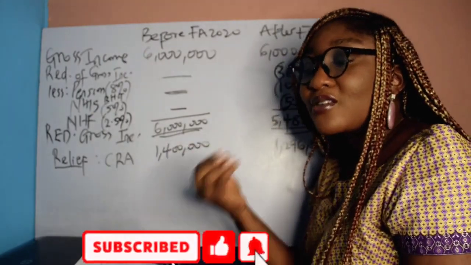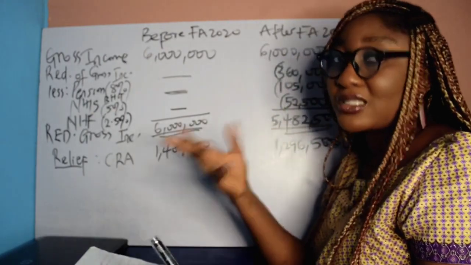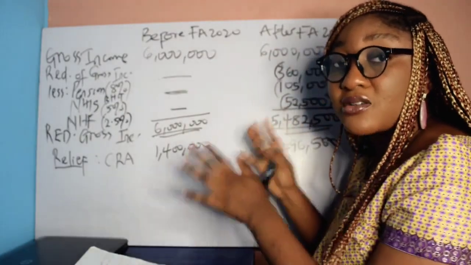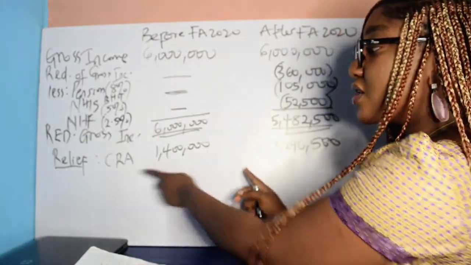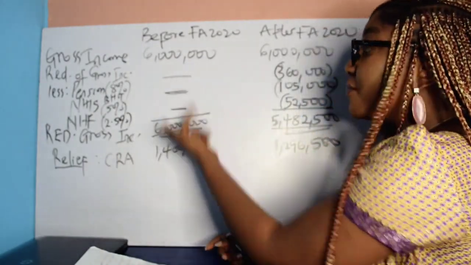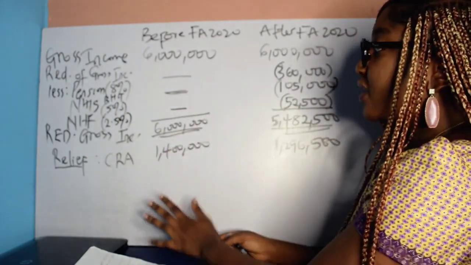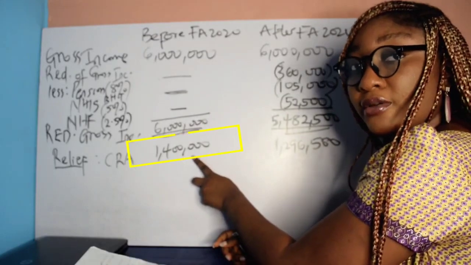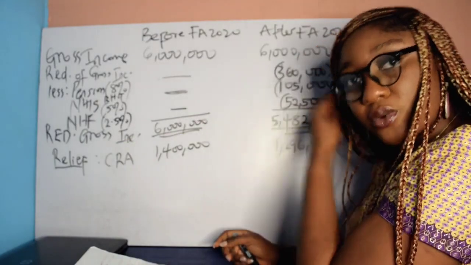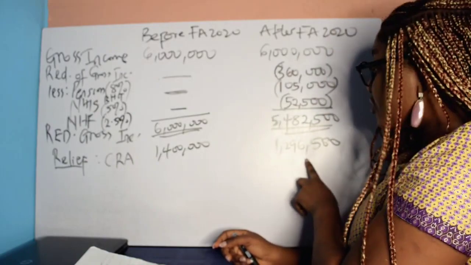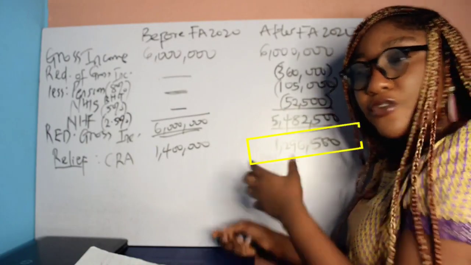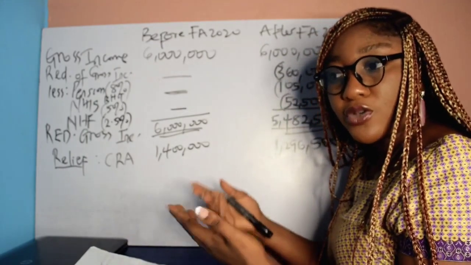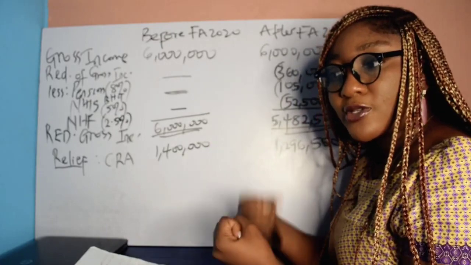so that you can see that the Finance Act 2020, with respect to PAYE, is increasing your PAYE because it has reduced your relief. We are already calculating relief. So before Finance Act 2020, this is where the difference is. Before Finance Act 2020, they were giving you a relief of 1.4 million, but immediately Finance Act was passed and implemented, they started giving you a relief of 1.2. So if your relief has reduced, it means they are taxing a higher portion of your income. Because when your relief reduces, it means your tax increases.